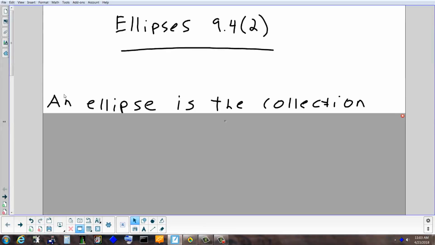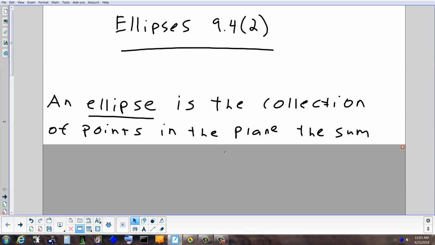All right, so each conic section starts with the definition. It's a collection of points in the plane that satisfies something. So with a circle, everything is based around a center point. A circle is a collection of points in the plane that are all equidistant from a point we call the center. Well, an ellipse is similar, right?